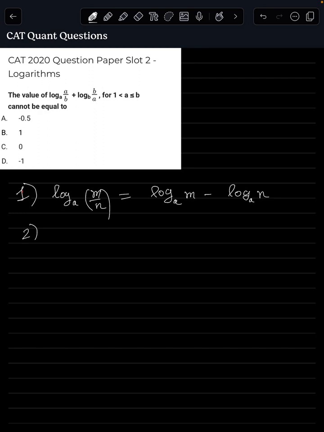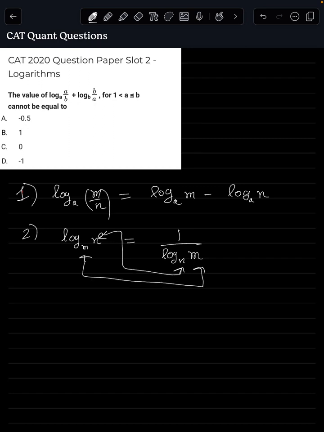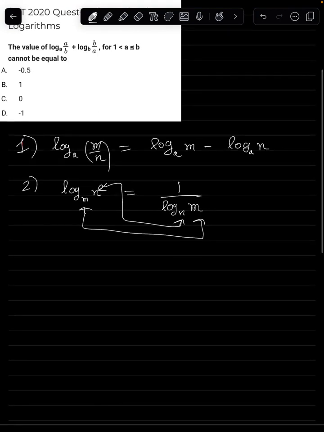Then another property which will be used in this question is base change. If we want to make n the base and m the value, then we can write it as log base n of value m. So the value became the base here and the base became the value here. So it got interchanged.